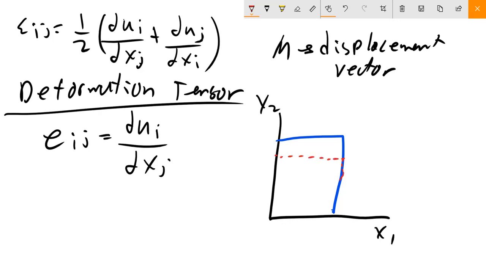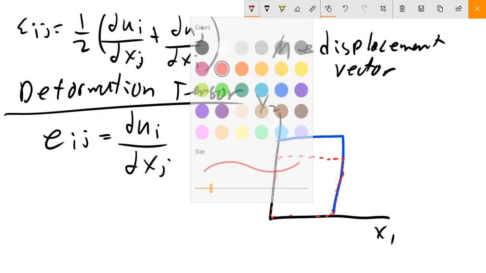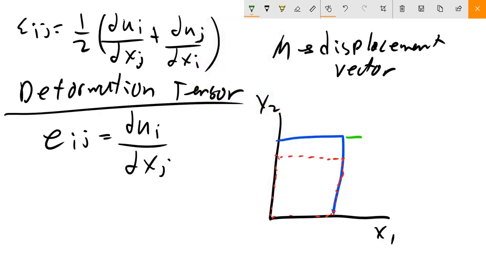Actually, let's have my red be my initial. This red is my initial size of my box. Then I pull it up. So there is this change. I'm going to switch to green. So this change here is du. So I displace some amount, u2, u in the 2 direction. That's my displacement over my initial length, x2. That is equal to E22, which is equal to epsilon 22.